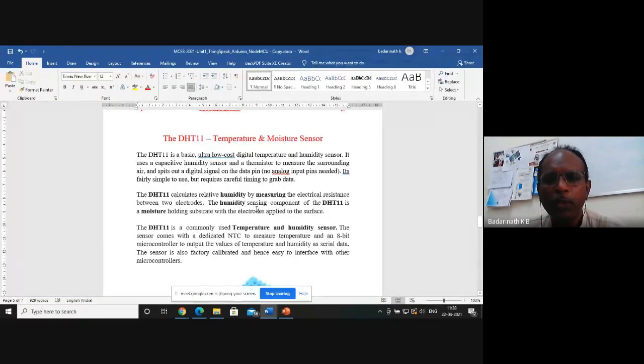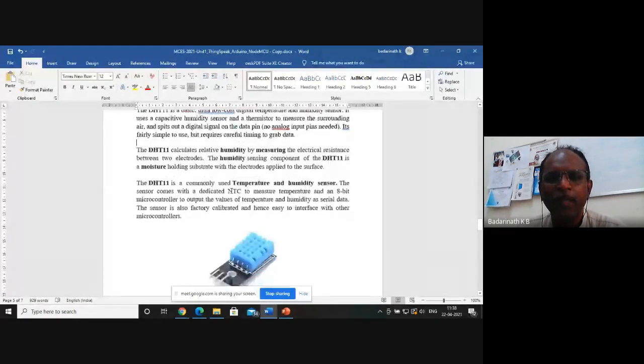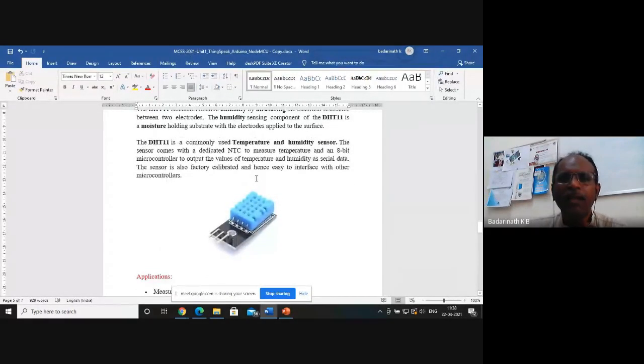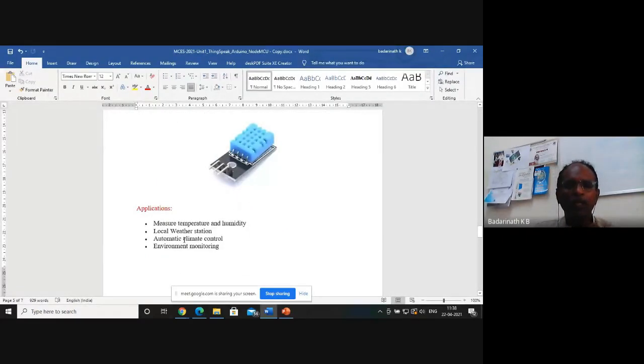Now, what are the specifications of this sensor and what are its applications? You can use it to build equipment which can measure temperature and humidity. You can build a local or cloud-based weather station. You can use it for automatic climate control, like in greenhouses, where you have to monitor and control both the temperature and humidity for the plants grown there. For that, people use this sensor. It is essential and sufficient to implement a greenhouse project.